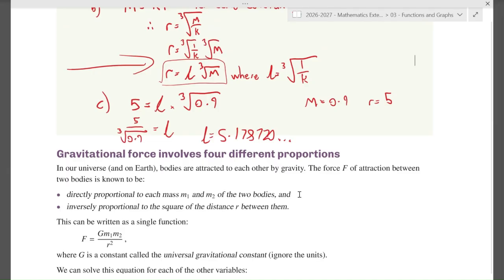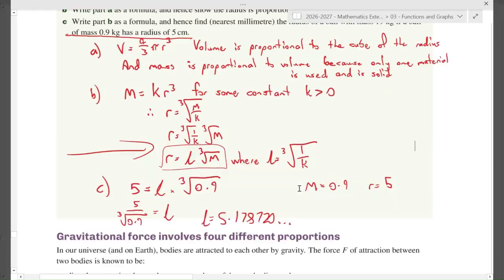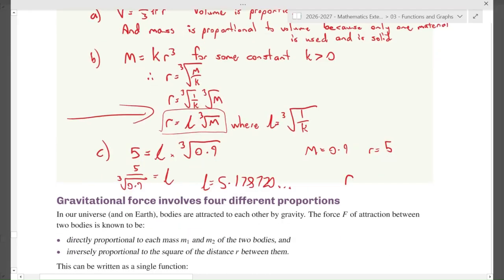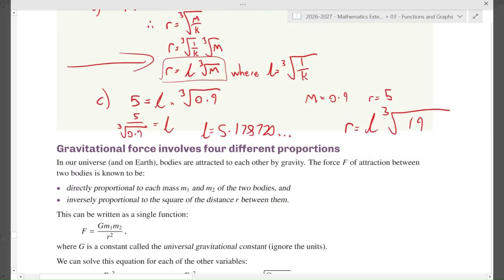So now what we're going to do is substitute in, because we want to find out what happens when we've got an M of 19. So then we've got R equals L times the cube root of 19. Cool? Now, instead of the L in your calculator, you're going to use the ANS button.